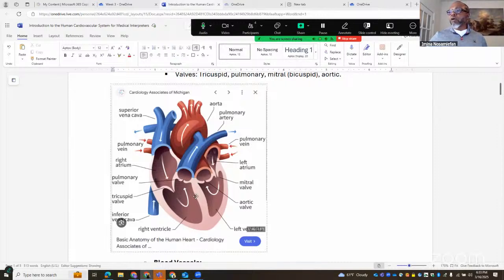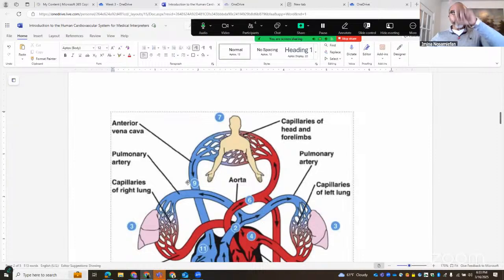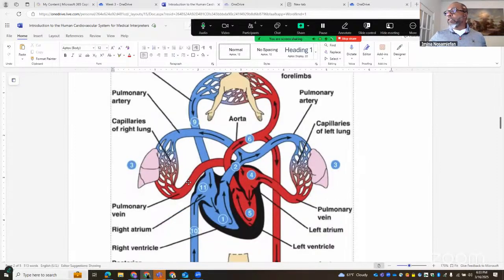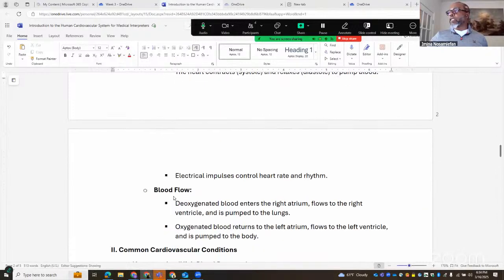So there's a conduction system, okay, and so when you do an EKG, it's the electrical impulses in the heart that are being recorded, the way the electricity is flowing through the heart. So that is what an EKG is.